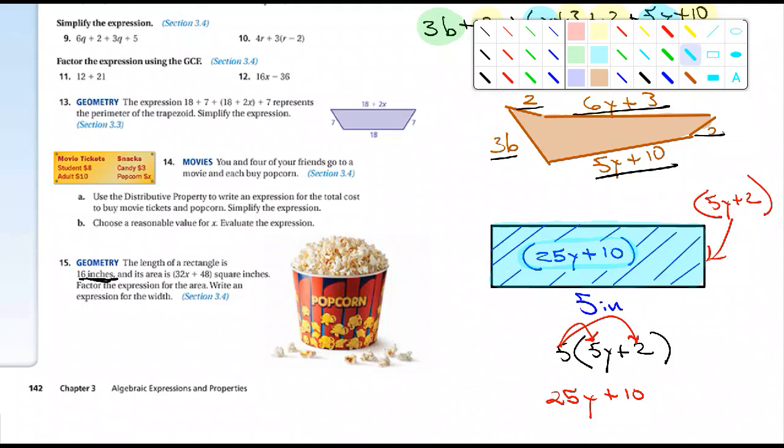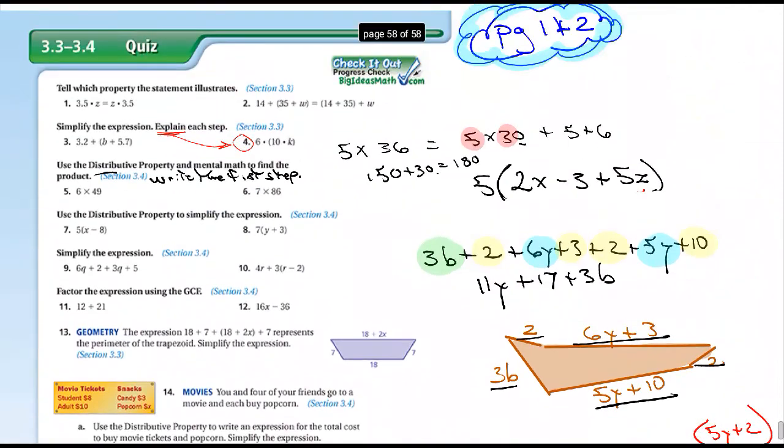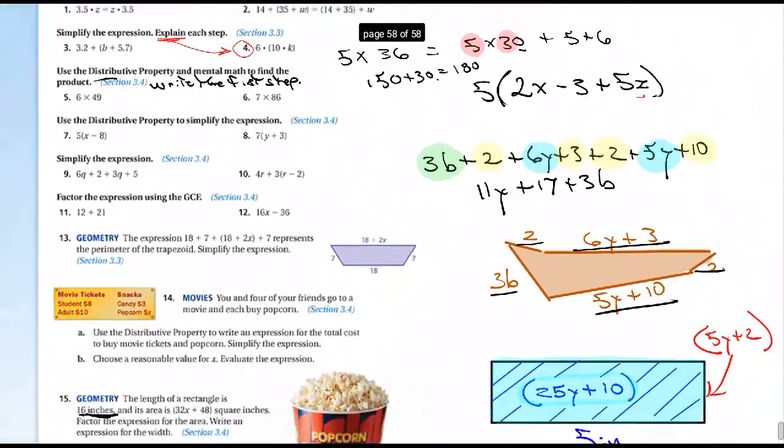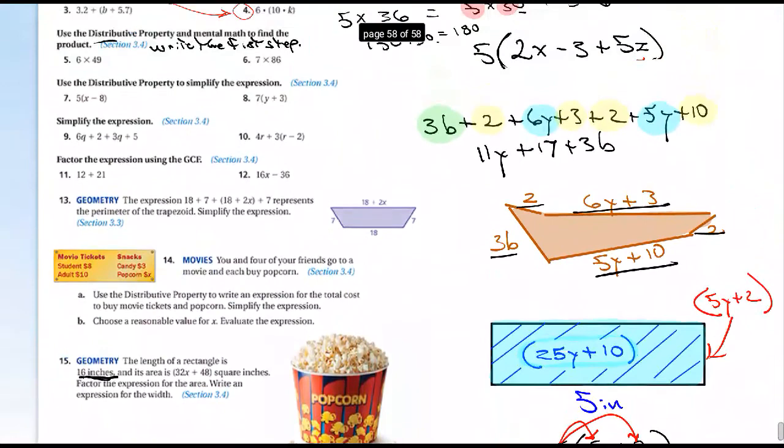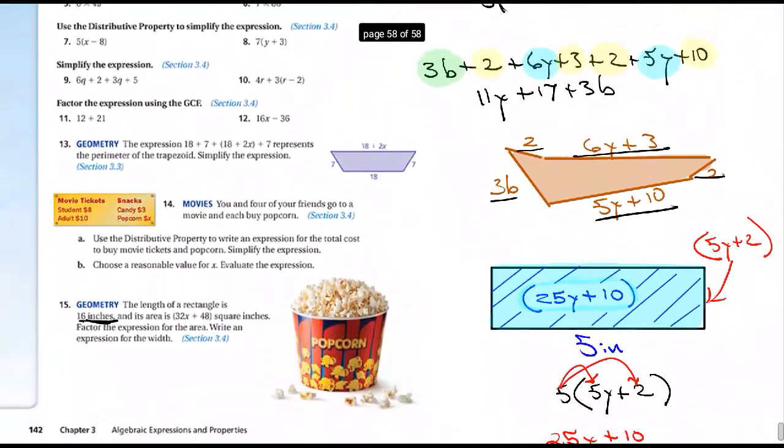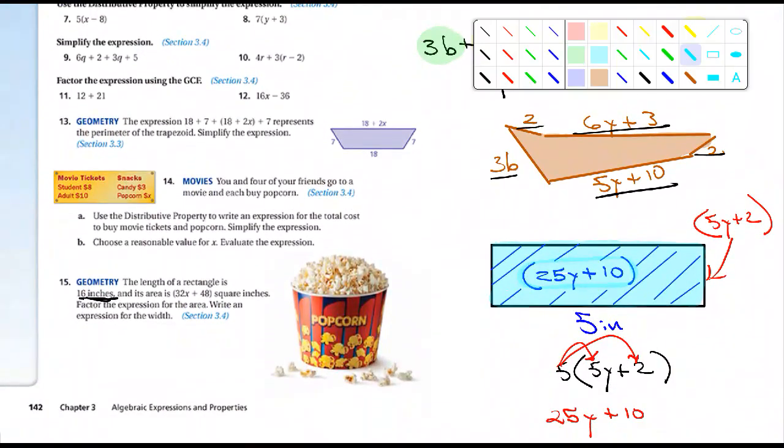So 15, I want you to do. I want you to do all these problems on the quiz 3.3 and 3.4. Wait, did we do 14A and B? Yeah, I want you to do. Well, let me look here. Do we do 14A and B? Let me see here. 14.